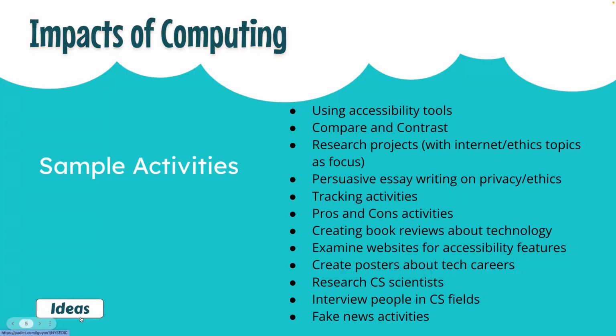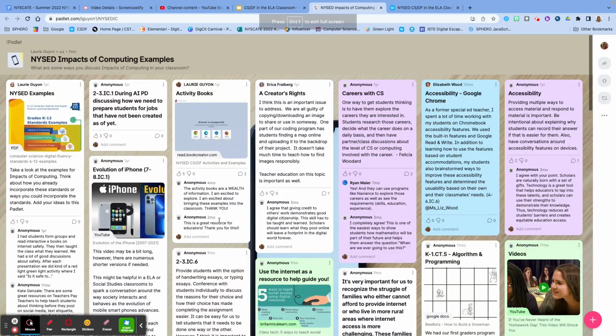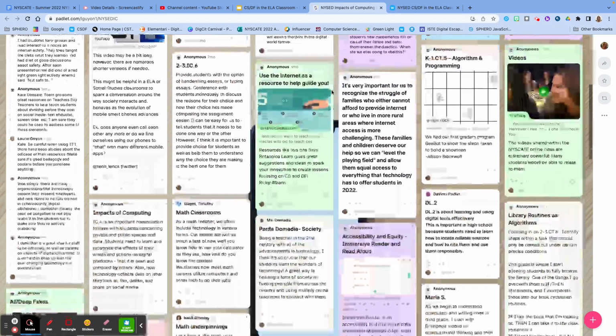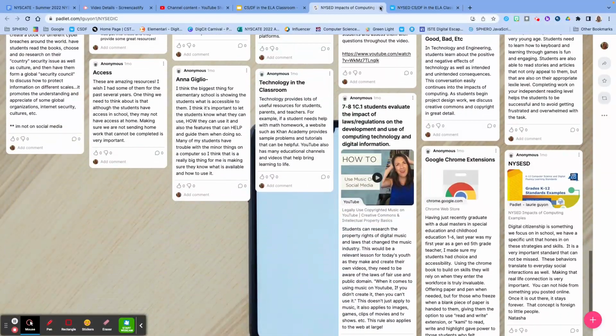You're also going to get on these pages a Padlet of some resources for you. These are just ideas from people around the state that have already taken courses like this one and thought of some resources you can have. So you can take a peek at those.